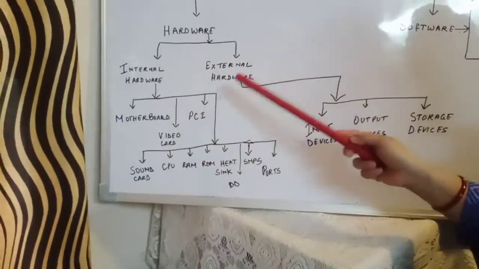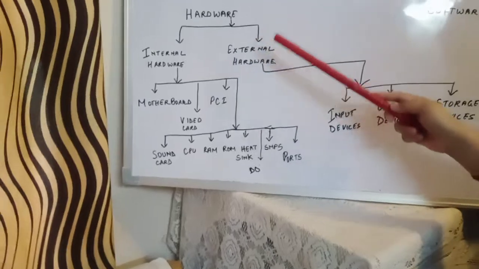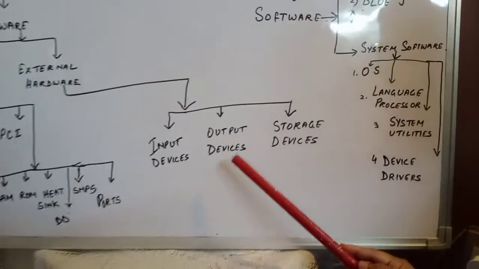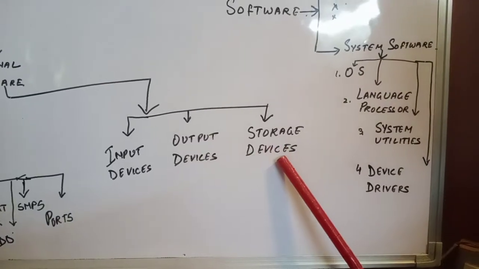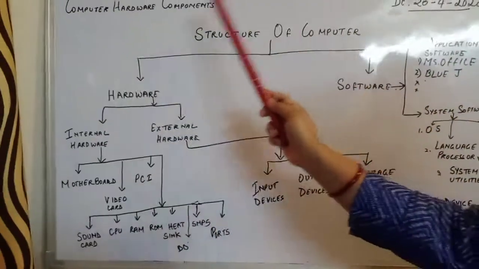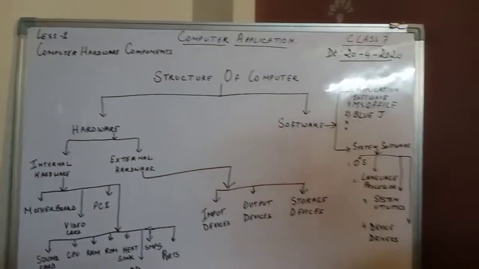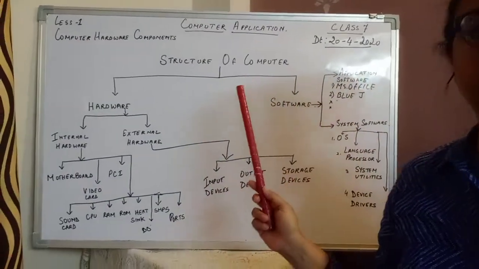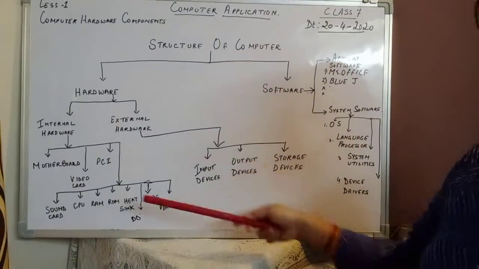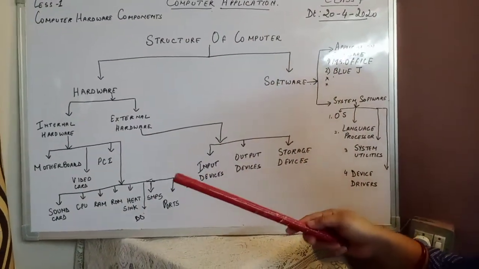Now when we talk about external hardware, it is again divided into input devices, output devices and storage devices. Now what I want you all to do is draw this chart in your rough or your fair notebook, single line fair notebook. So you need to draw this chart and learn it by heart. Okay. Now we come down to the book.